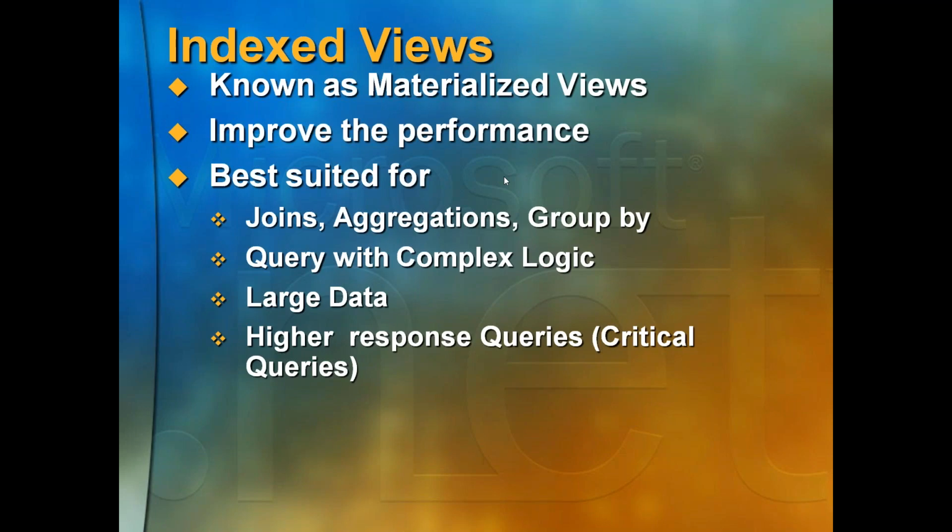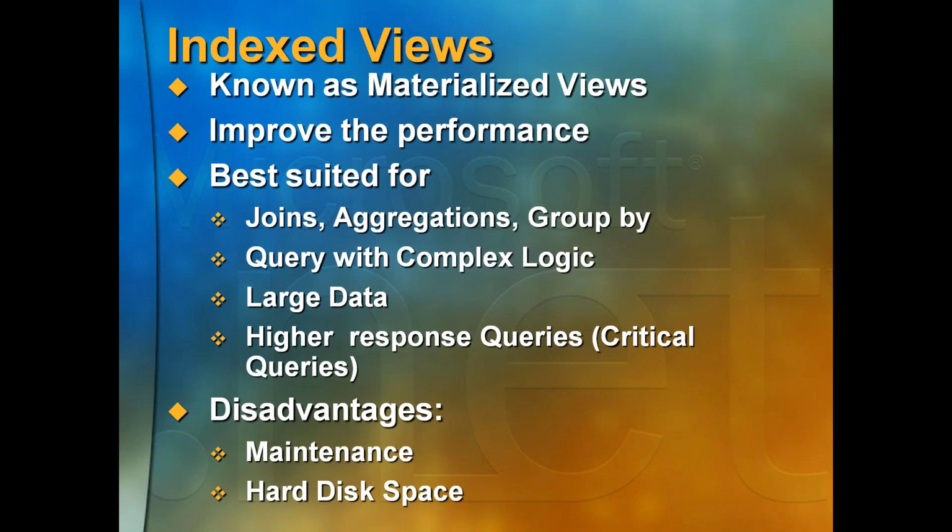What is the secret I told you? It stores data in a cache. So it is best suited for joins, aggregations, and group by queries with complex logic, large data, higher response time queries, and critical queries. That means the user is saying, Bhaskar, this query is very important, this output is very important, do something. So now we have an idea: let me convert a normal view into an indexed view. How to do that technically, I will show you, right?